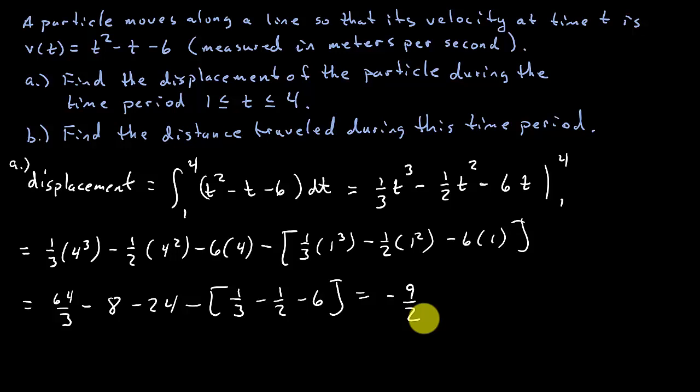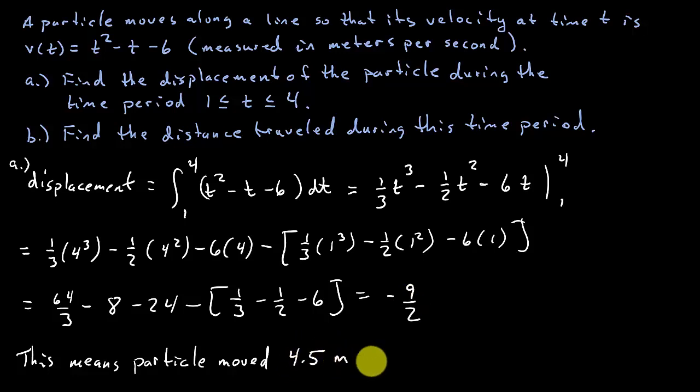Okay. So this means that the particle moved negative 9.5, or we could say 4.5 meters to the left. Okay, because 9/2 is 4.5. All right, so that's part A. Okay, that's the displacement. It moved 4.5 meters to the left.